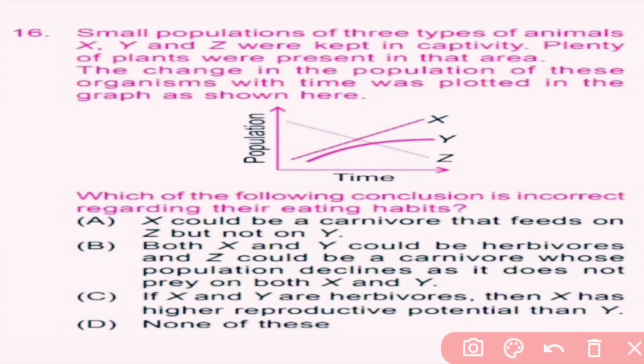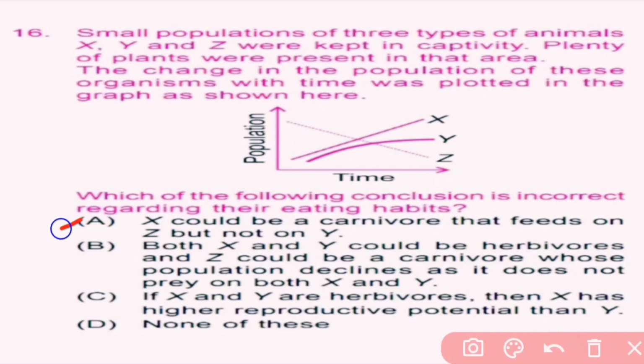Option A. X could be a carnivore that feeds on Z but not on Y. Option B. Both X and Y could be herbivorous and Z could be a carnivorous whose population declines as it does not prey on both X and Y. Option C. If X and Y are herbivorous, then X has higher reproductive potential than Y.